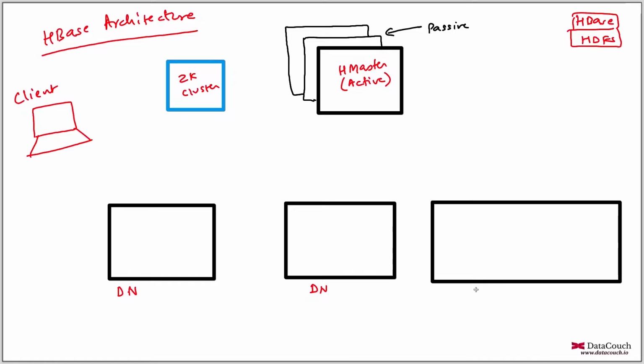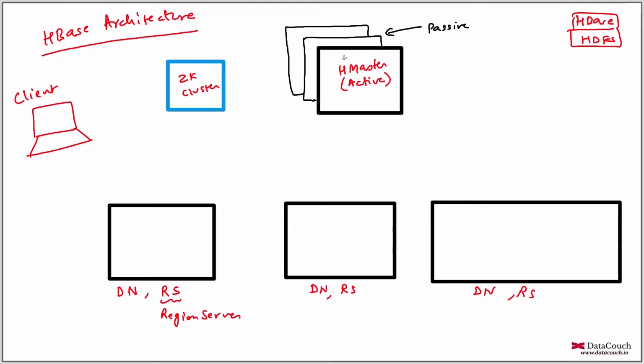So HDFS worker daemon is data node. So data node is running here. This is HDFS data node, and along with that there is another worker daemon of HBase, which is called region server. So this is called region server, and it is running on all the machines. So this is RS, region server. And this region server and data node are co-located, they are running on the same machine.